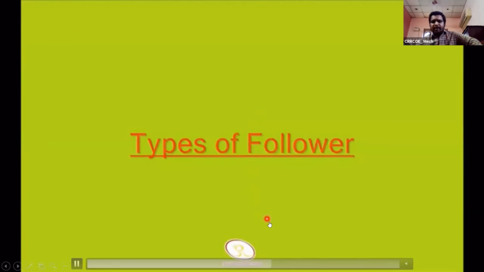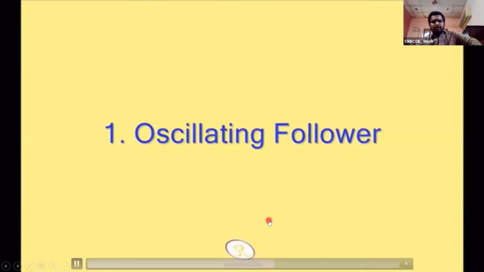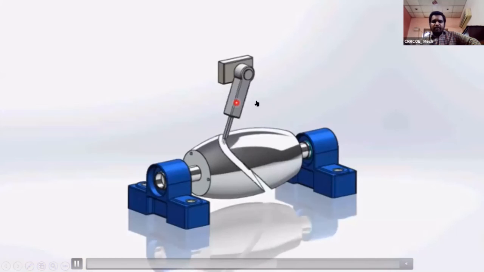Now we see the types of followers. Oscillating follower. Here the follower is oscillating.